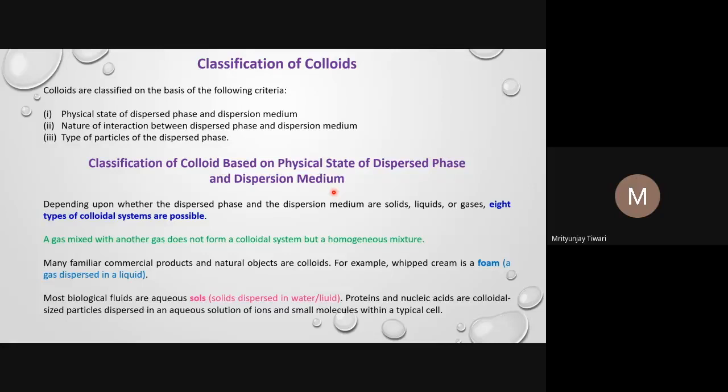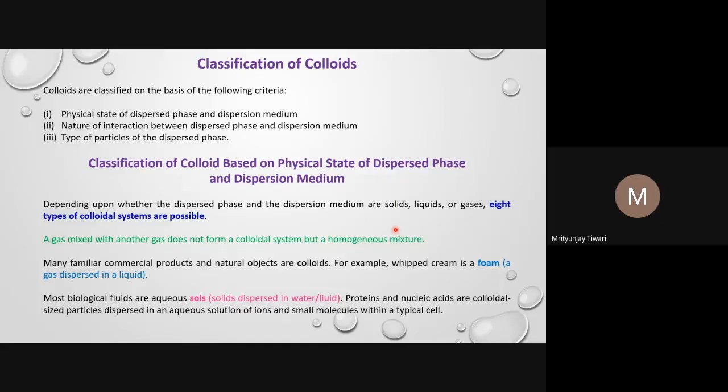So gas in gas, if a gas molecule interacts with a gas molecule, it will never aggregate to form a particle of colloidal size. So a mixture of a gas with another gas does not form a colloidal system, but a homogeneous mixture. Other than that, we can have a gas in a liquid, a gas in a solid, a liquid in a solid, liquid or gas, or a solid in a solid, liquid or gas.